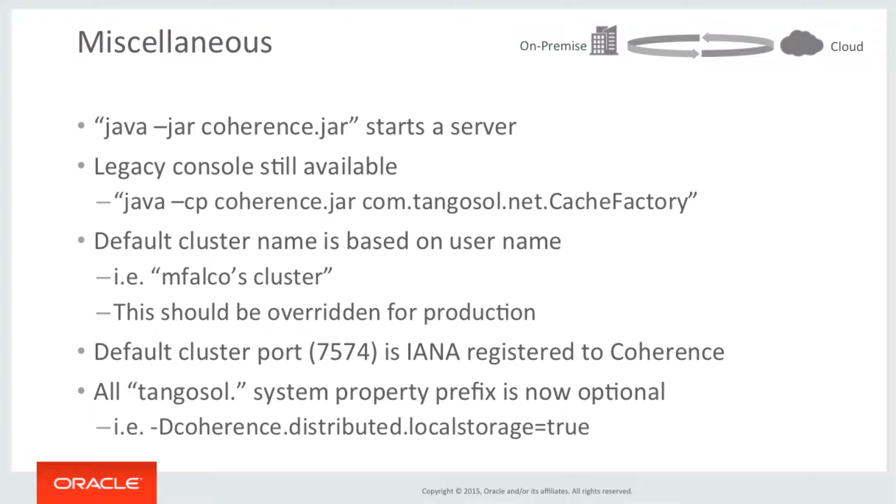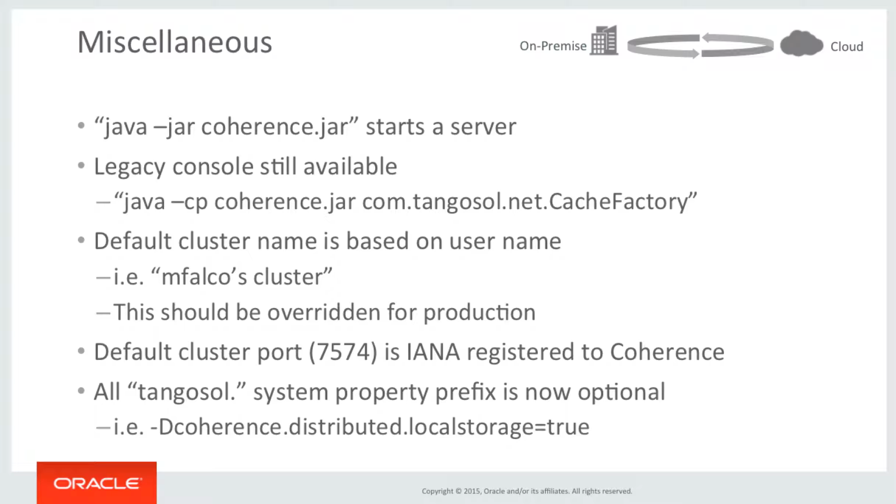So there's also a number of small items in the config space that changed with 12.2.1 that are worth mentioning. One is the coherence jar manifest changes what sort of application it runs when you run java -jar coherence.jar. Historically, that started a coherence console that was more or less a debugging tool and not really meant to be used in production situations. It was more or less a debugger.